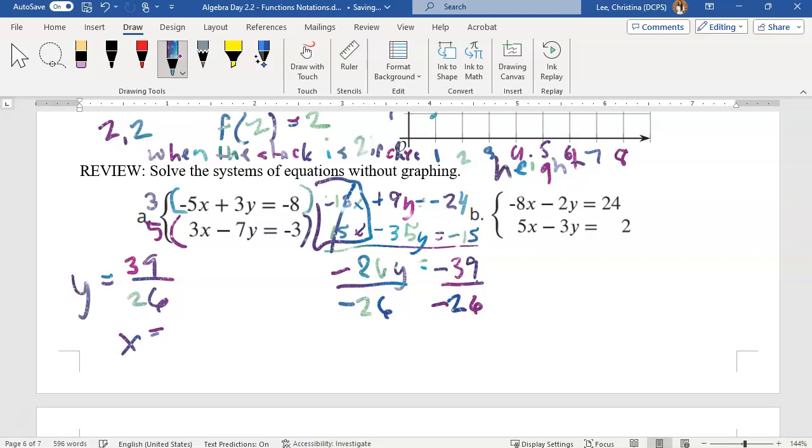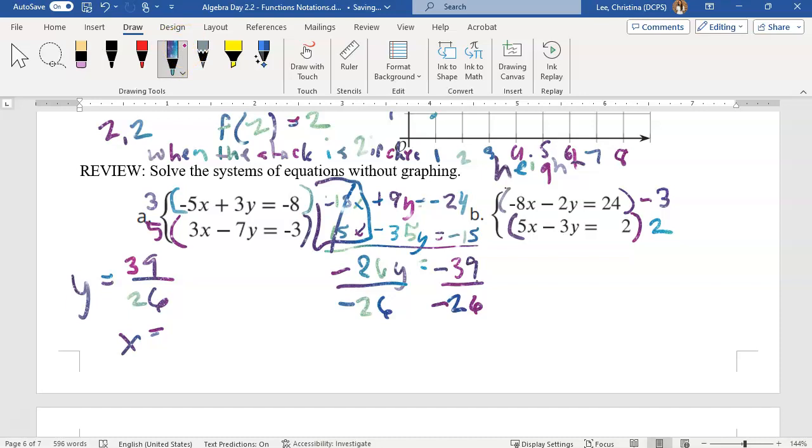Our next piece then is looking at this one over here. And in this case, I have opposite signs here, but they're larger numbers. I have the same sign here, but they're smaller numbers. So you can do this either way. I'm going to go ahead and multiply this top equation by negative 3 and this bottom equation by positive 2. And the reason is because that will create a positive 6y here and a negative 6y here, which I can then eliminate. So let me make sure that I do all my signs correctly.